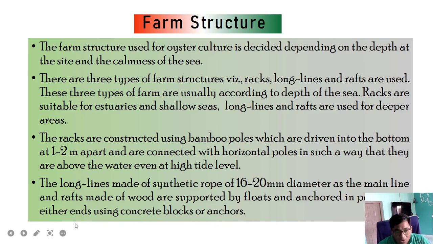Okay, so the long lines are made up of synthetic rope of 16 to 20 millimeter diameter as the main line, and rafts made up of wood are supported by floats and anchored in position at either end using concrete blocks or anchors. So see here, they are supported by floats, so you can use this number of floats, plus some concrete blocks, or we can use the iron anchors that are easily available in the market.